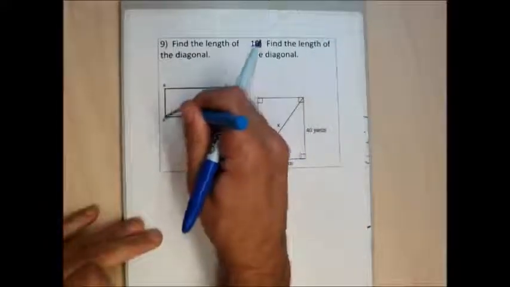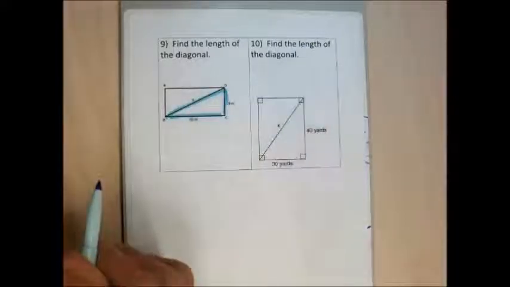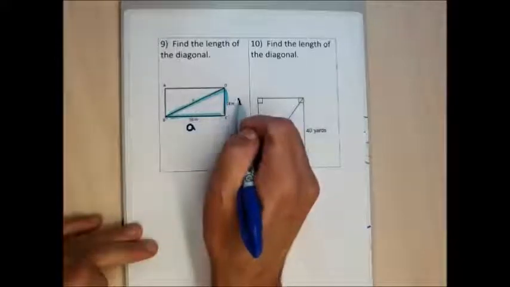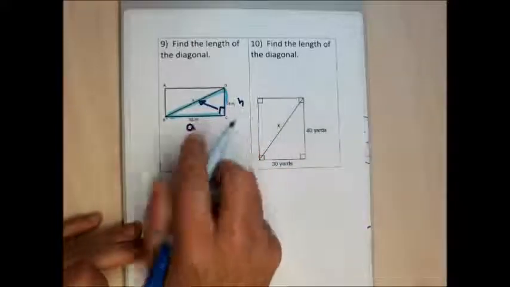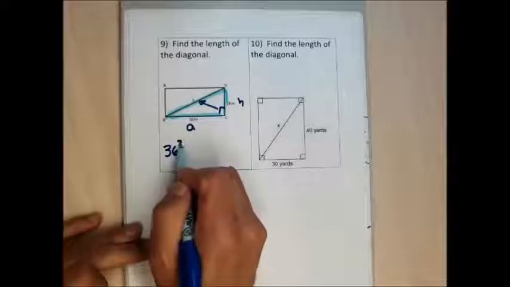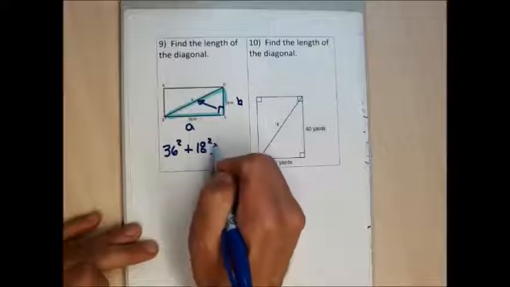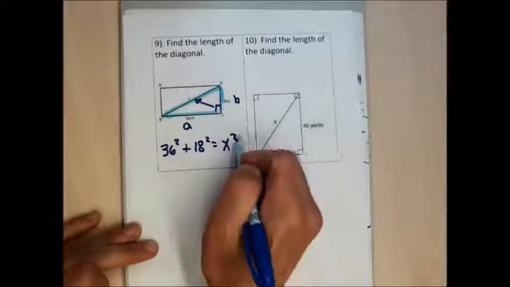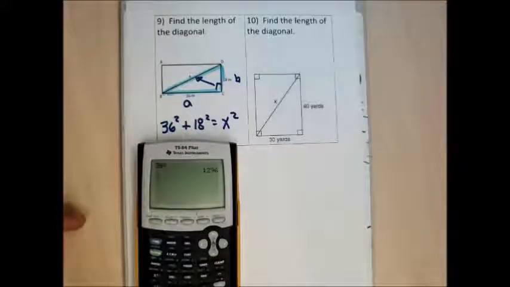I have the diagonal labeled as x, so I'm going to leave it as an x. I need to pick a side to call A and a side to call B. I have a right triangle that's here, and the diagonal is the C. So in problem 9, if I use Pythagorean Theorem, I'd go A squared, which is 36 squared, plus B squared, which is 18 squared, equals C squared, which is going to be x squared. And then I pull out my calculator and do 36 squared and 18 squared. So I'm going to get 1296 plus 324. That's going to give me 1620.